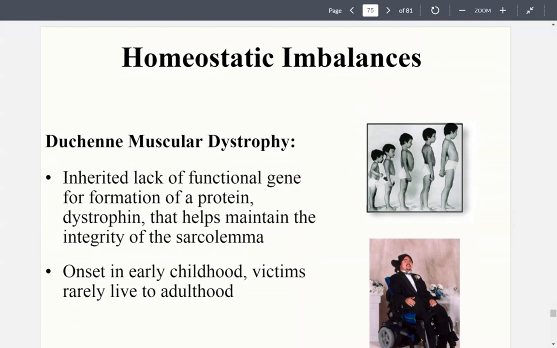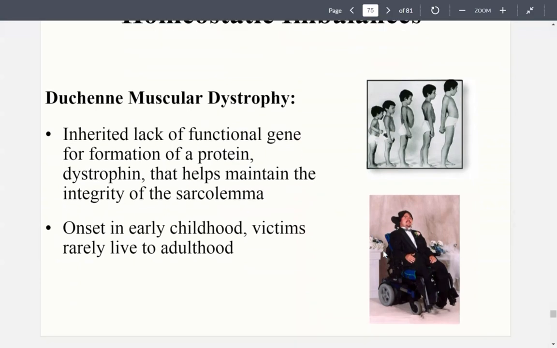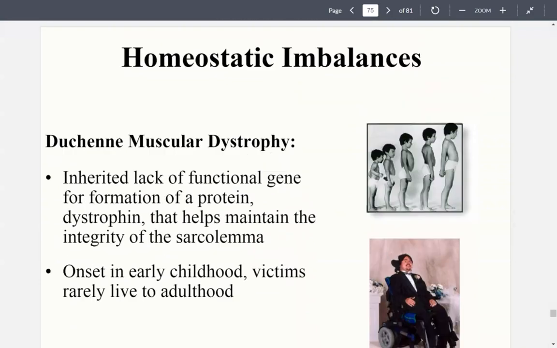Now, when we're talking about muscles, one of these genetic diseases is Duchenne muscular dystrophy. Basically, what occurs is that you inherit the lack of what's referred to as a functional gene, and this particular gene is responsible for the formation of a protein known as dystrophin, and dystrophin is integral to maintaining the integrity of the sarcolemma, so the muscle fiber membrane.